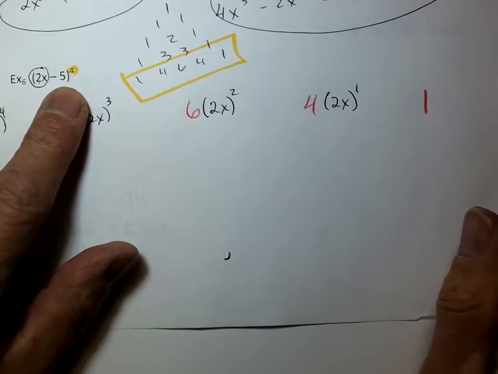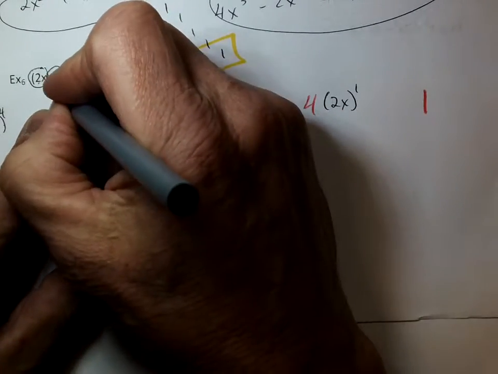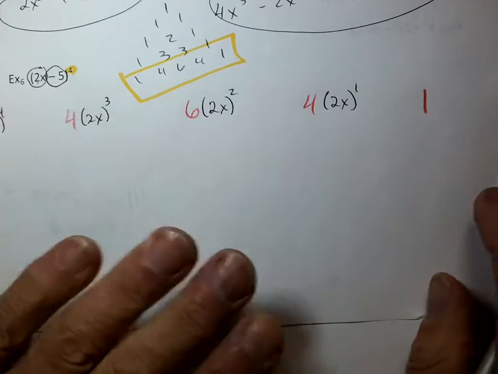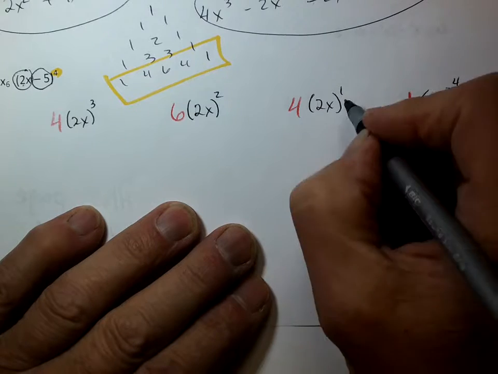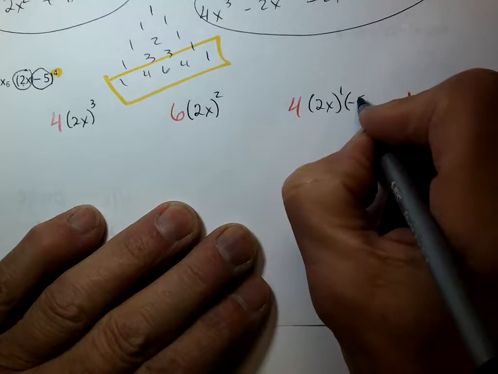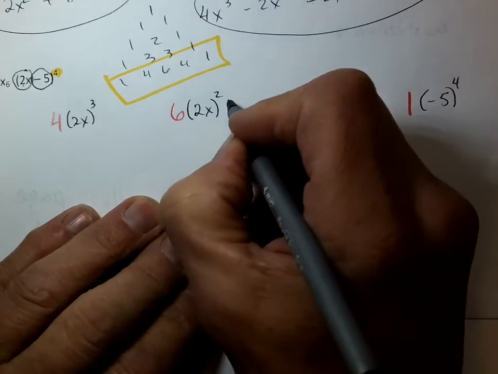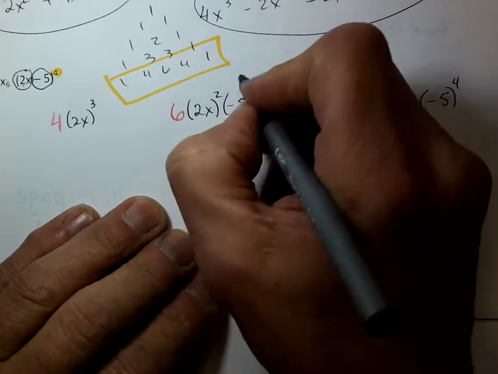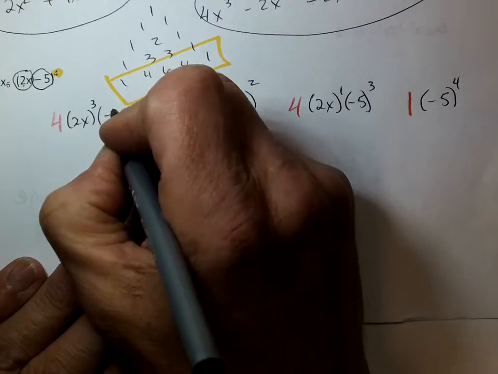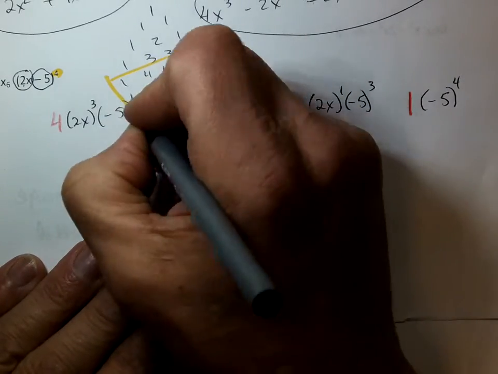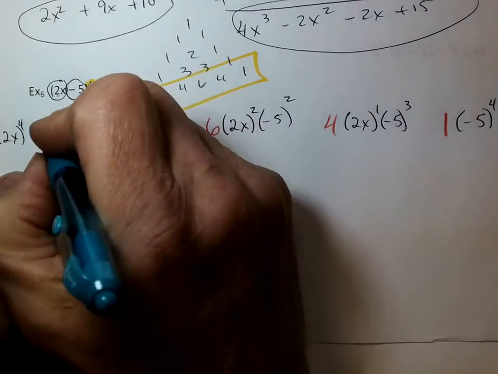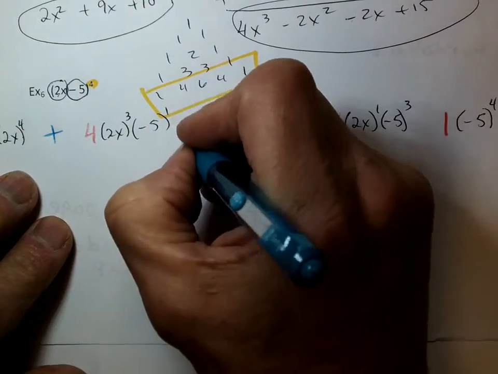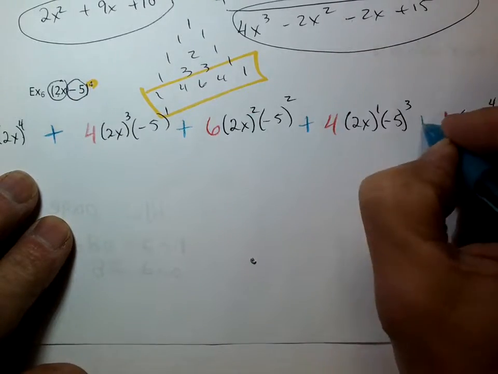The negative 5, we're going to treat as a negative 5. The negative 5 is in the back. So we start here and we go negative 5 to the 4th. Then negative 5 to the 3rd. Then negative 5 to the 2nd. Then negative 5 to the 1, and then we won't put any 5s there. Now let's make sure we separate everything by a plus sign: plus, plus, plus, plus. Okay, now everything's there.